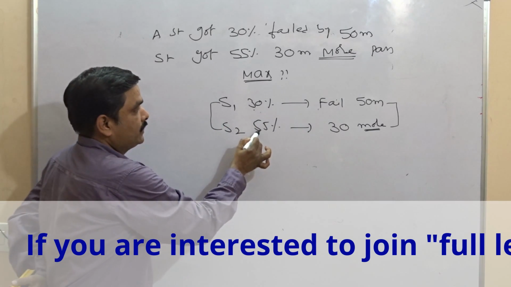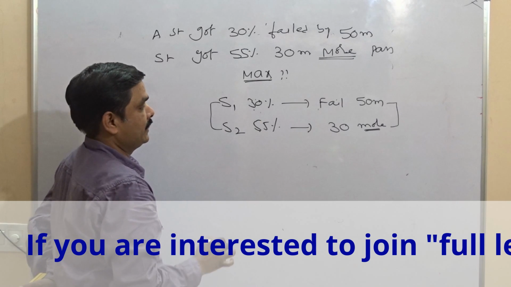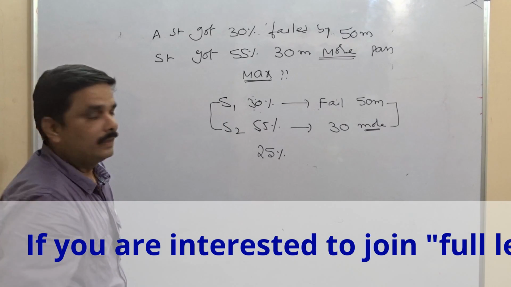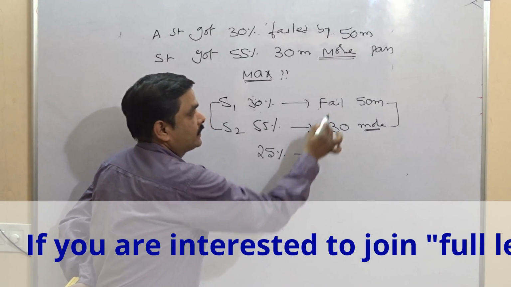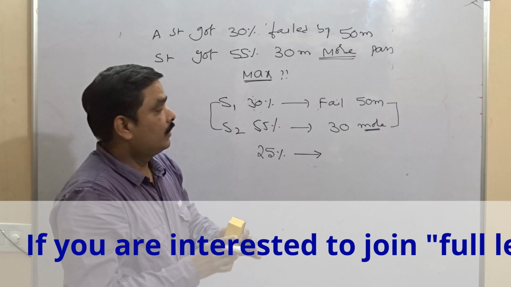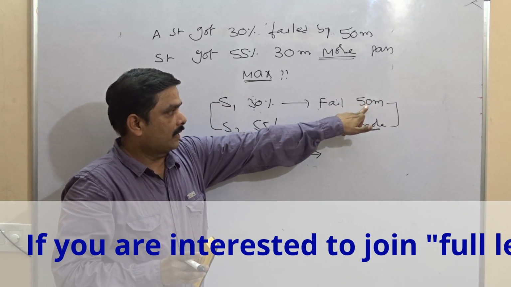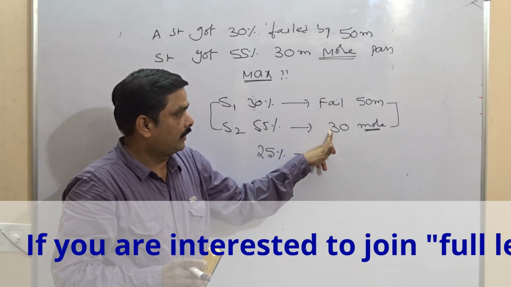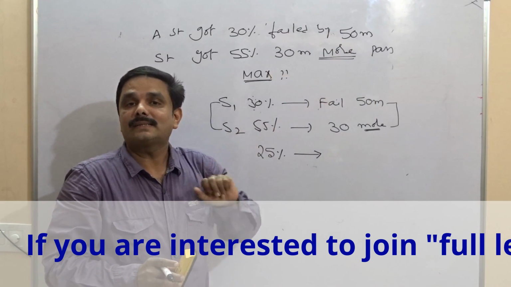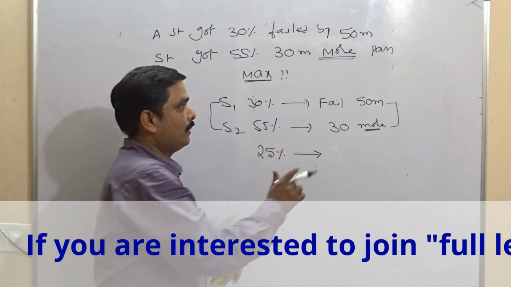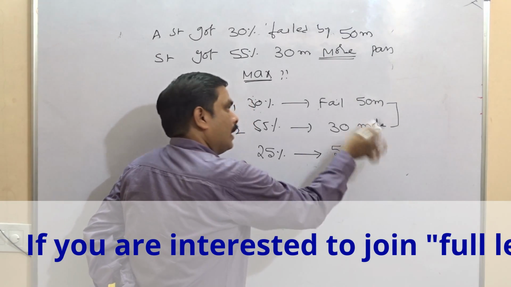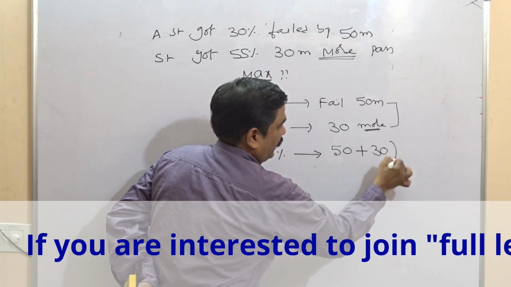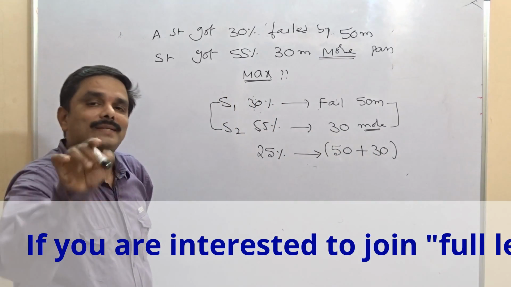Obviously, the difference of the percentages between two candidates is 55 minus 30, that is 25%. Now, what is the difference of marks between these two? Observe carefully. One person got 50 marks less than passing, other person got 30 marks more than required for pass. Now the difference between these two will become 50 plus 30. Why is this 50 plus 30?